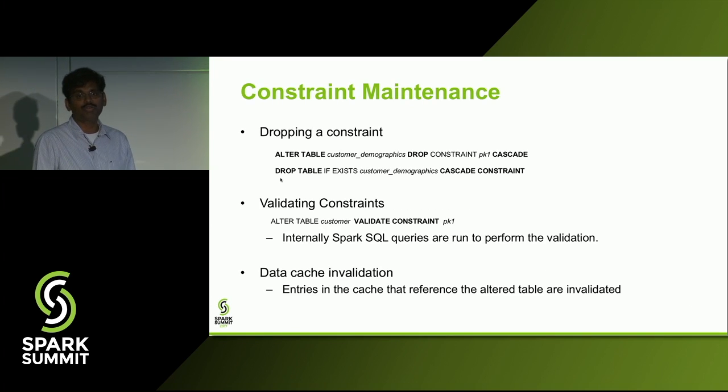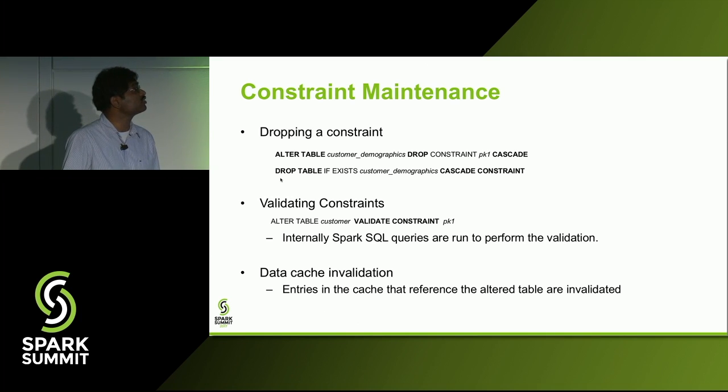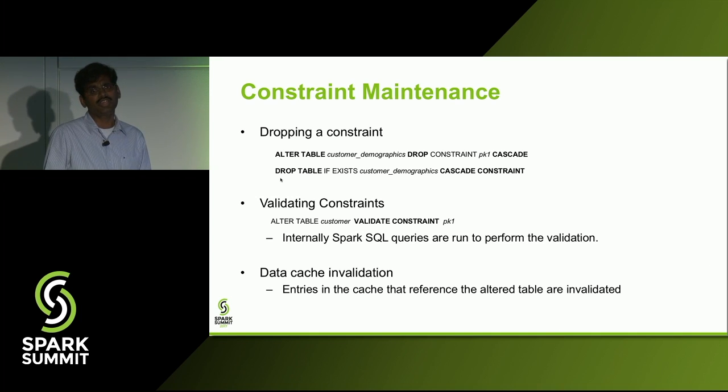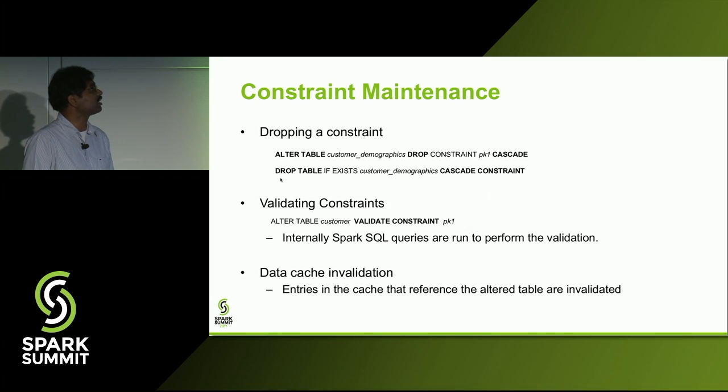Now that we have learned how to add constraints, we also enhanced alter table to allow dropping constraints. So here's an example for customer demographics dropping a primary key constraint, PK1. But if you notice towards the end, I have a cascade keyword. The reason we need that keyword is that by default, alter table will raise an error if there are any dependent constraints. To allow automatically dropping those constraints, the user can specify the word cascade. Similarly, if you are dropping a table, and there are dependent constraints and you want to automatically drop them, you can also specify cascade constraints.